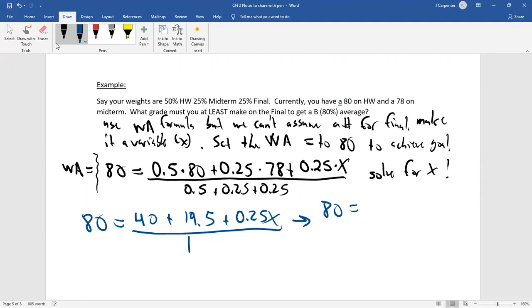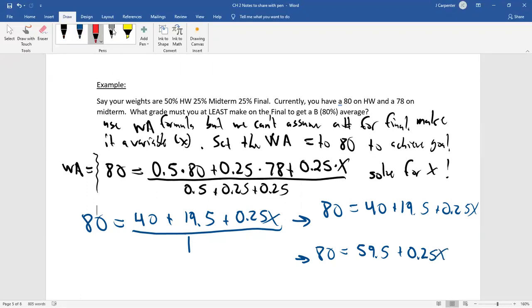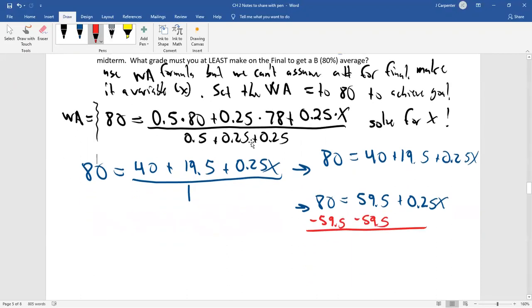So this is 80 equals 40 plus 19.5 plus 0.25x, and 40 plus 19.5 gives us 80 equals 59.5 plus 0.25x. I did not add the 0.25 because that's not how algebra works. Then we just have an equation to solve. This needs to be subtracted, so we subtract 59.5 on both sides. Again, you can use your calculators to confirm these numbers on your own time. But 80 minus 59.5 is going to be 20.5.